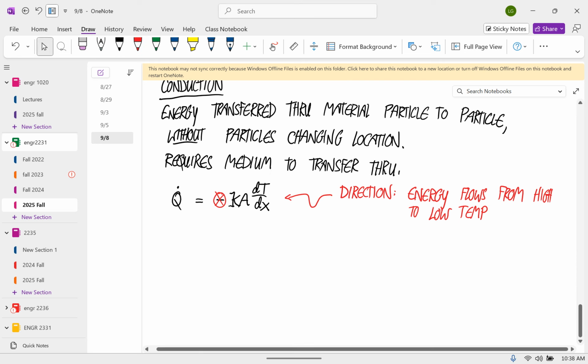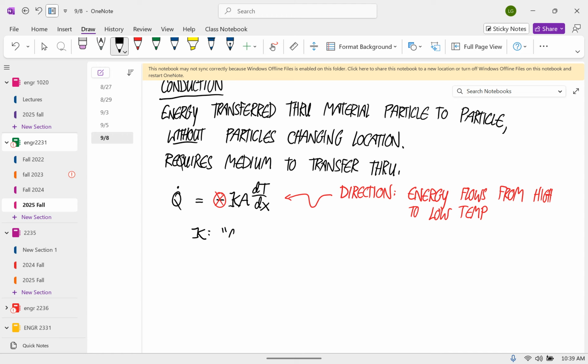These different constants and things. Kappa is called the coefficient of thermal conductivity.